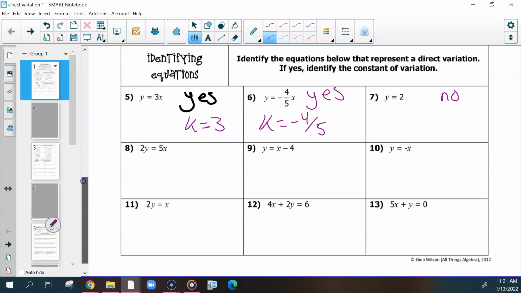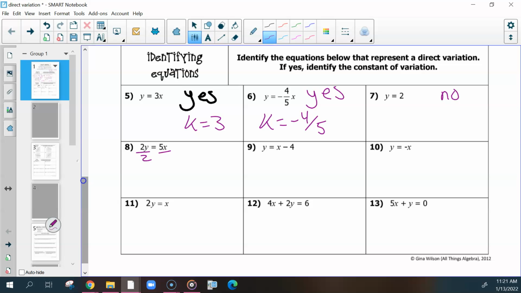For 8, we would need to solve it first. Divide both sides by 2. Now it looks very similar to 6, so we can say yes, this one is. And our k value would be 5/2. Would 9 be a direct variation? No. The y-intercept is not 0, so we would not need to find our k value.